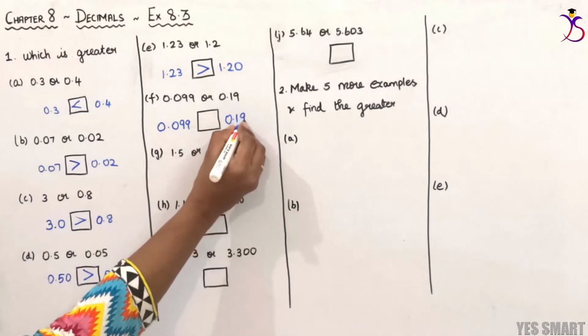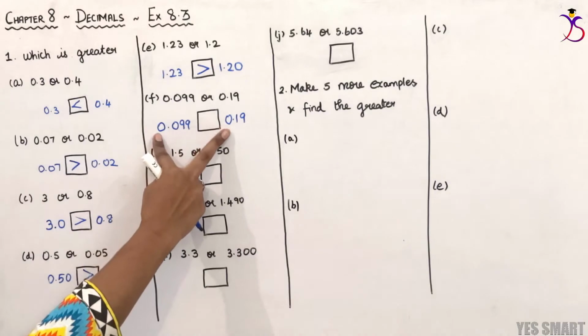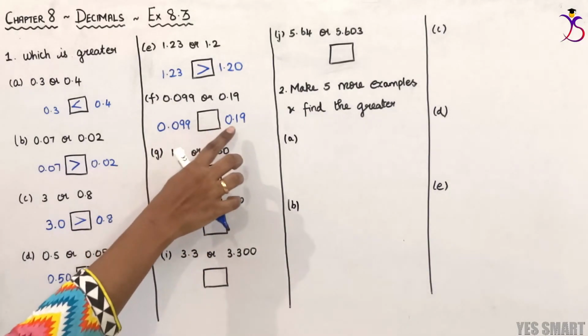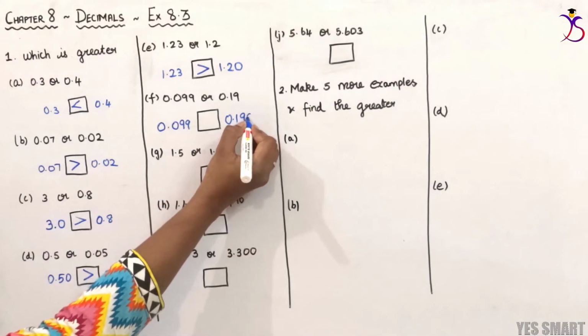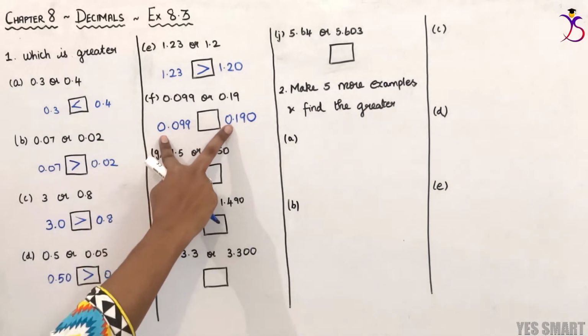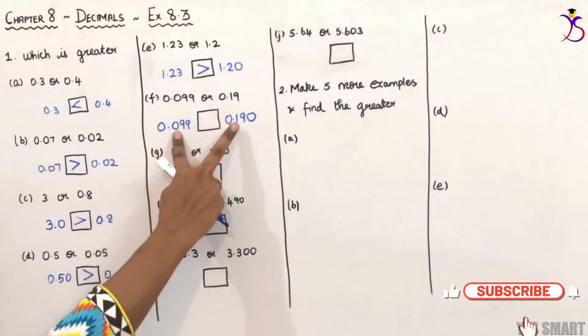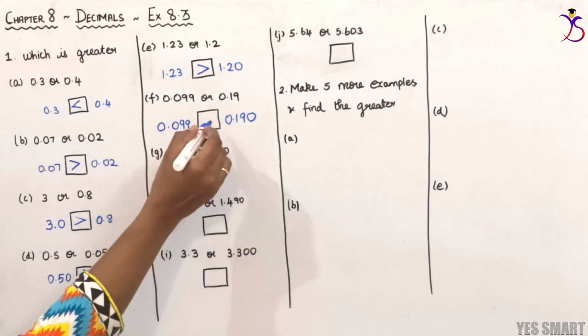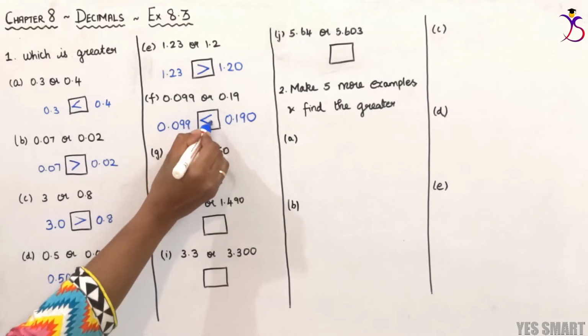So let's keep the first value as it is, and for the second value we will just add a 0 at the end so that both the values are like decimals now. Let's compare. The whole part is same, 0, 0 is same. On comparing the decimal part, the first digit is 0 here and it is 1 on this side. Obviously 1 is greater than 0, therefore 0.190 is greater.